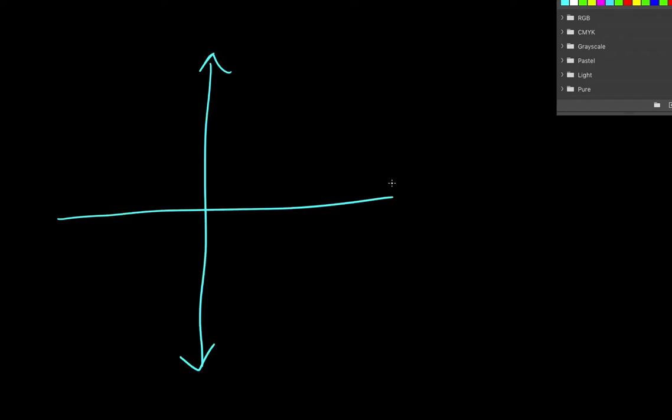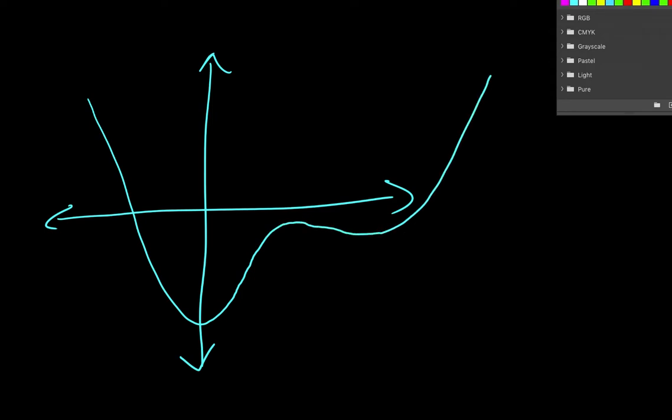Hey math kids, so today we are going to talk about functions and their derivatives. So we're given a graph and we're asked to find the first and second derivative of the graph. So we're going to go like this, this, this. Okay. So a couple things.